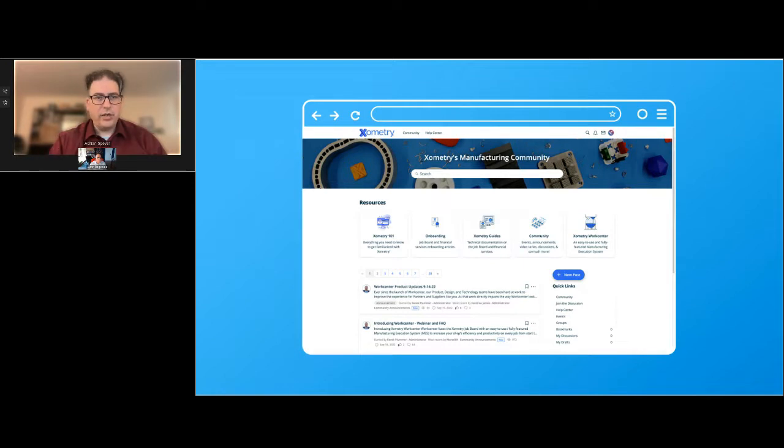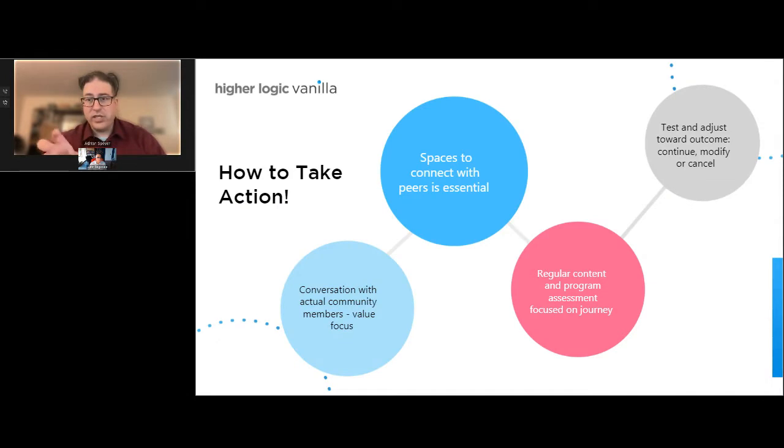So I want to make sure I touch on, how do you take action with retention? What are those things that you need to be aware of? First, you want to have a conversation with actual community members, and it has to be value focused. What's in it for them, and how are you going to make them more successful? I think the biggest mistake I've seen in my over 10 years doing this is that so many times brands will come to me and say, I'm building this community and this is what's going to happen and we're going to do this and that, and it's like, did you talk to anyone in the community? Is this actually what they want? Are you helping them solve for their needs and what they're trying to achieve in their career or whatever they're trying to do? So you want to think about that.